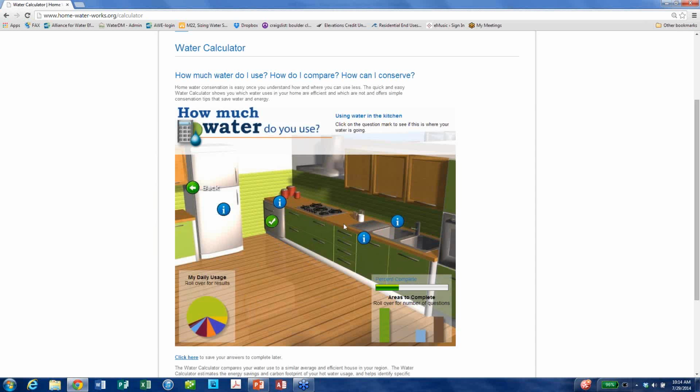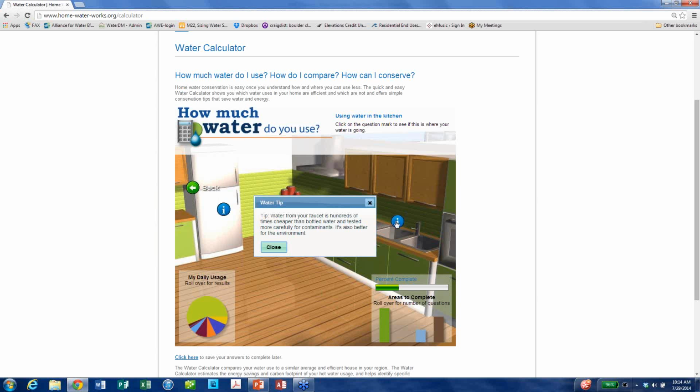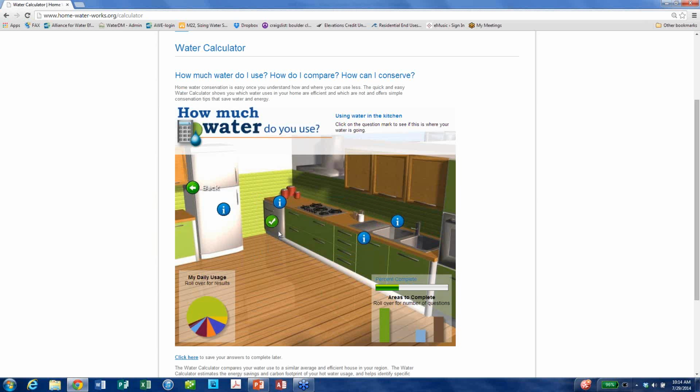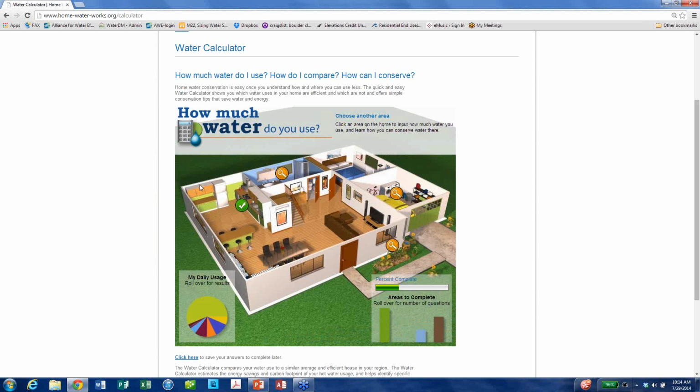So there's a number of other tips. Because of the time constraint, I'm not going to go through all of the different tips, but I can just show you one more here for the faucet. Water from your faucet is hundreds of times cheaper than bottled water. So again, useful information for the customer. Once you get that green check mark for the room, then you know that it's okay. You can go back to the overall view and move on to the next room. So we're done now with the kitchen.